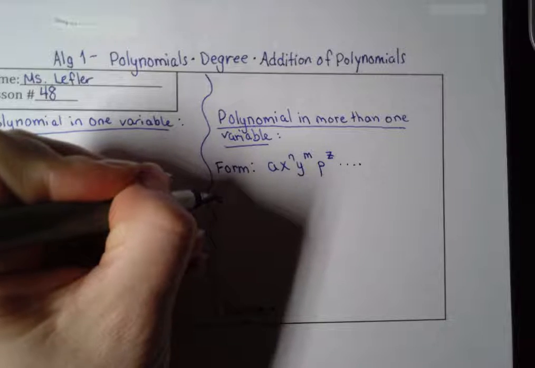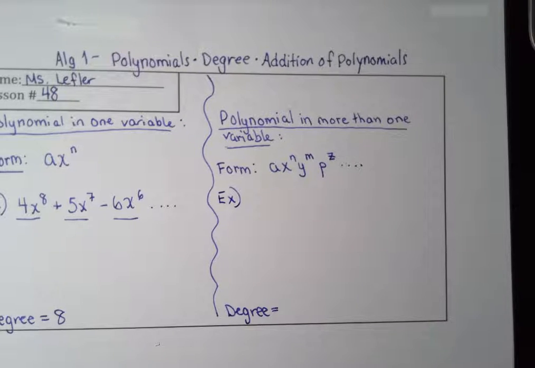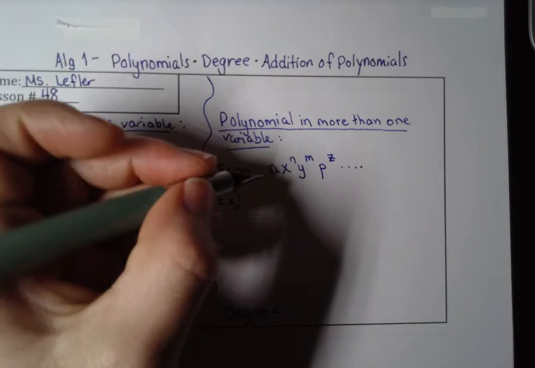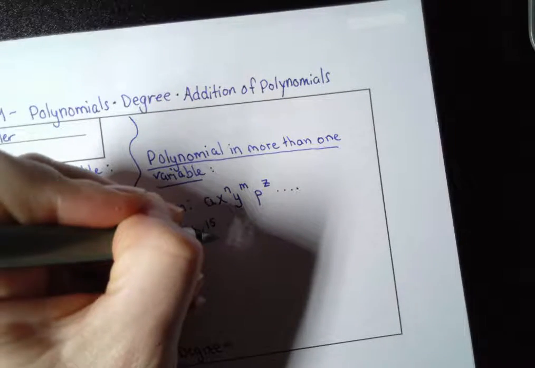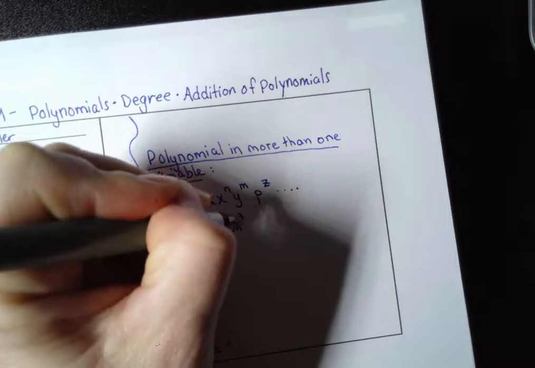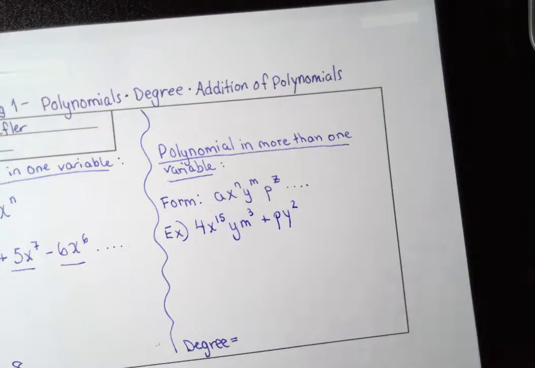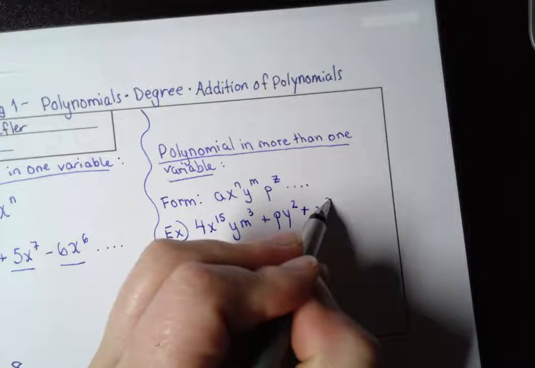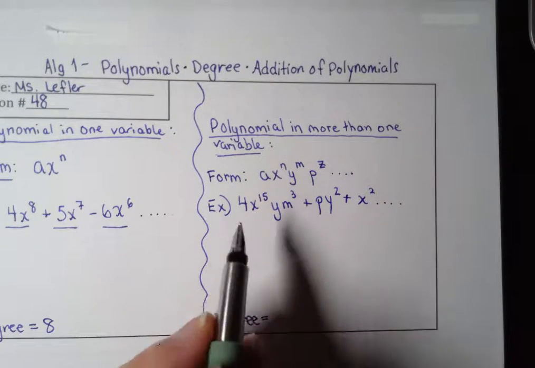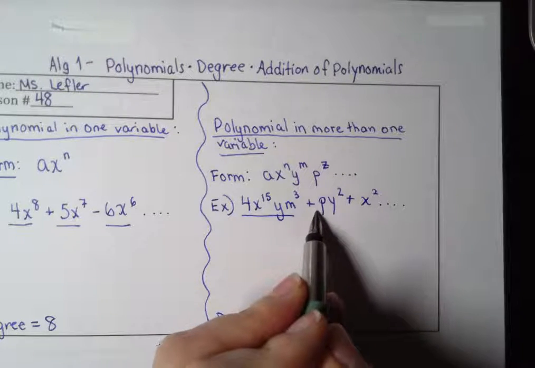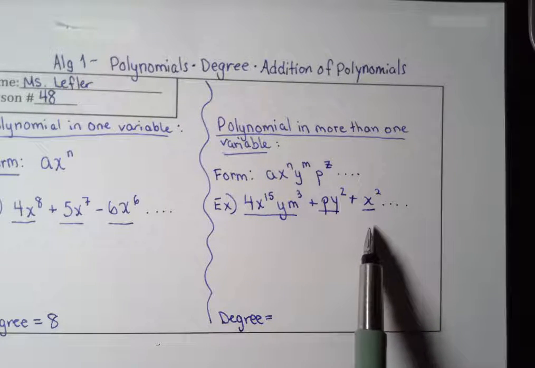So let's do an example of a polynomial with more than one variable. So here's an example, 4x to the 15th y m cubed plus p y squared plus x squared, and so on. Each term, this is a term here. Remember, terms are multiplied together and then they're separated by plus or minus signs. So far we have 3 terms.